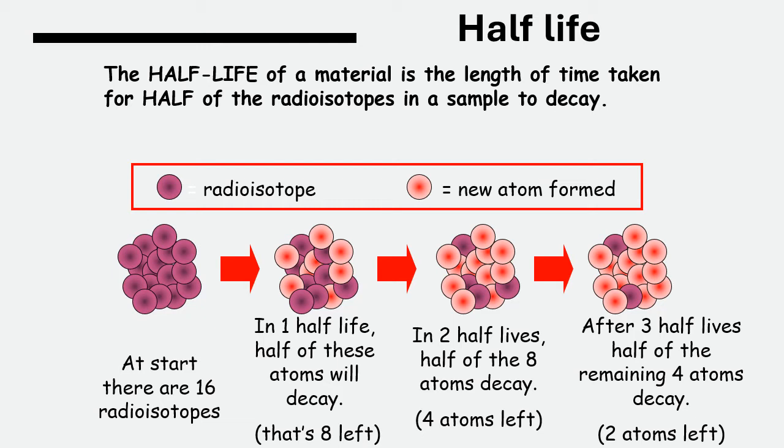Now the length of time that it takes to do each of these steps is the same. So if it takes 2 years to drop from 16 to 8 atoms, then it'll take 2 years to drop from 8 to 4, and it'll take another 2 years to drop from 4 to 2. However, if it takes 20 years to drop from 16 to 8, then we would expect it to take 20 years to drop from 8 to 4, and another 20 years to drop from 4 to 2. So this is what we mean when we talk about the half-life of a sample. How long does it take for half of the radioactive sample to decay?